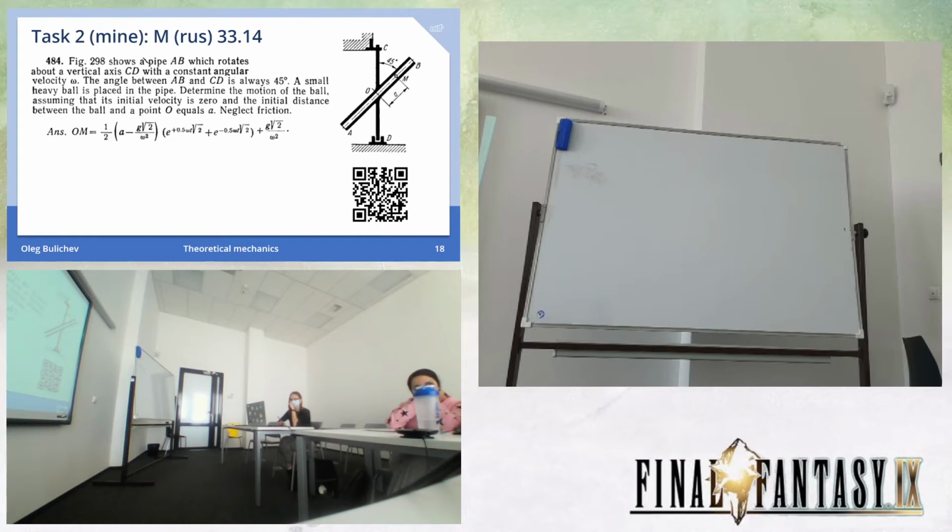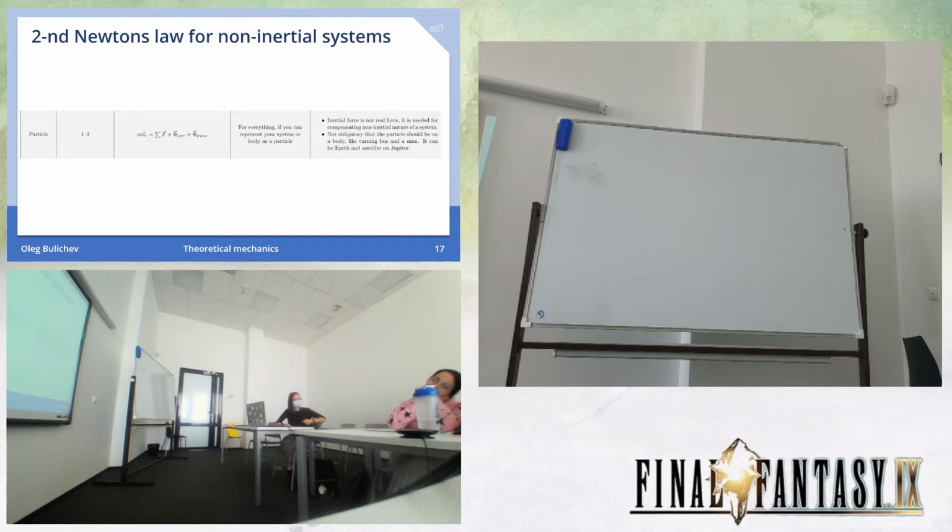Everybody got it? You were told that in inertial systems objects move with constant velocity unless a force is applied to them. I wrote that. So inertial forces are not real forces. They are needed to compensate, first of all. So this acceleration, Coriolis acceleration and Coriolis force.